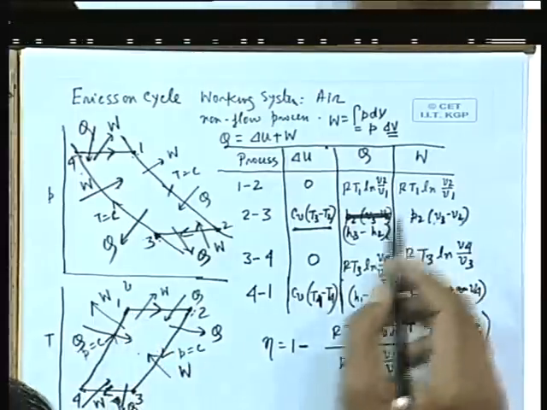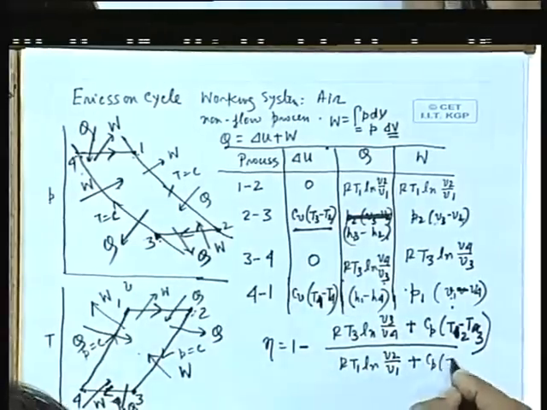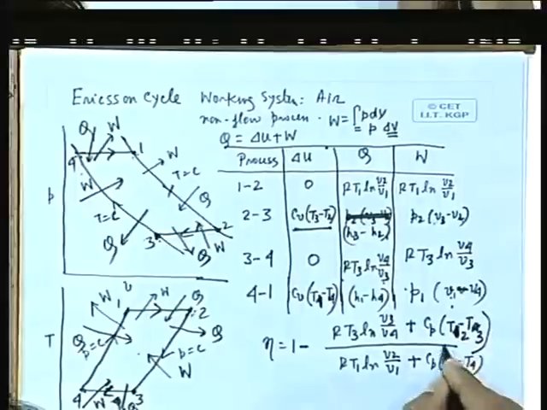So therefore plus what is 4-1? The 4-1 process is H1 minus H4, that is Cp (T1 minus T4). If you do it carefully, it will come.